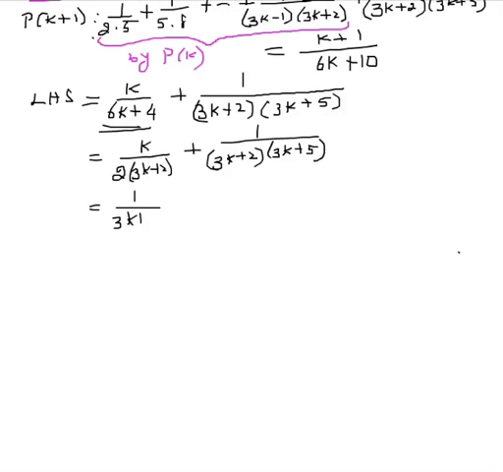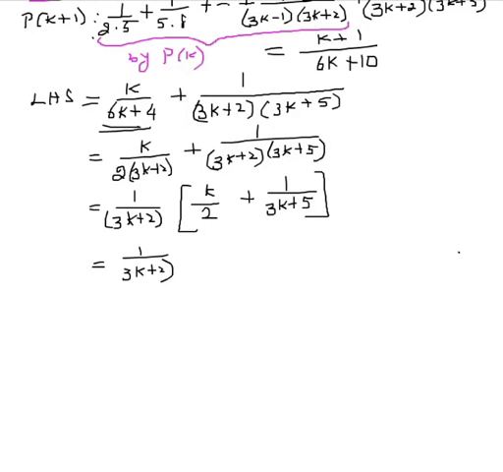First we will take the common factor out. So we have k by 2 and 1 by 3k plus 5. Now let us take LCM. Here the LCM is 1 by 3k plus 2. The LCM here is 2 times 3k plus 5. So it is k into this 3k square plus 5k, and 1 into 2 is 2.